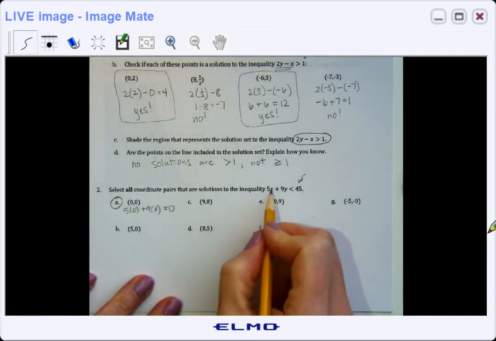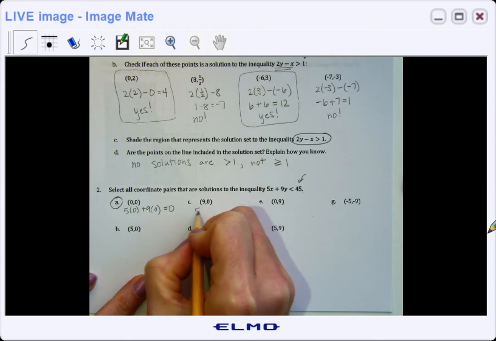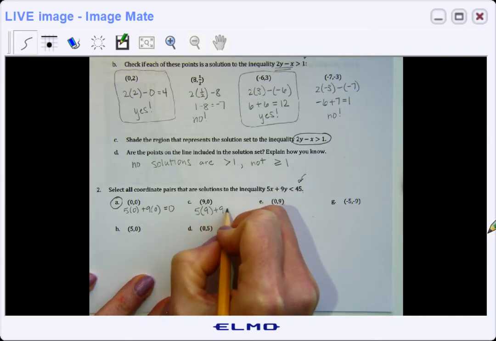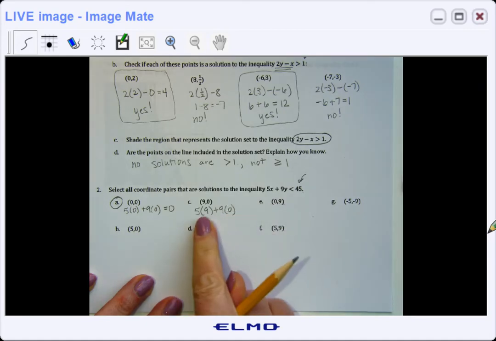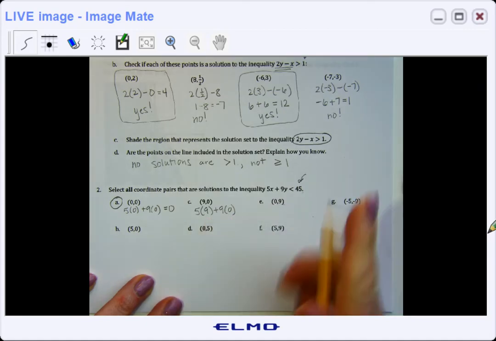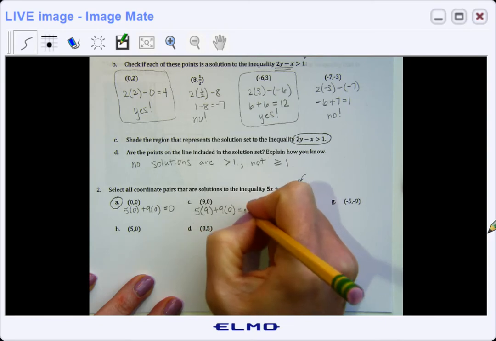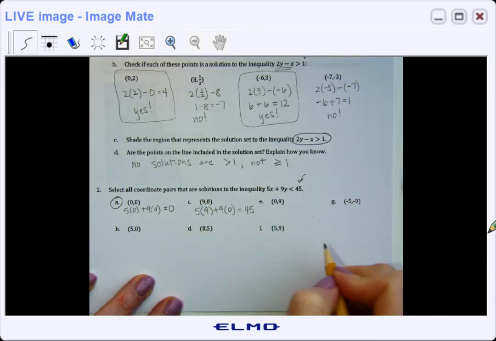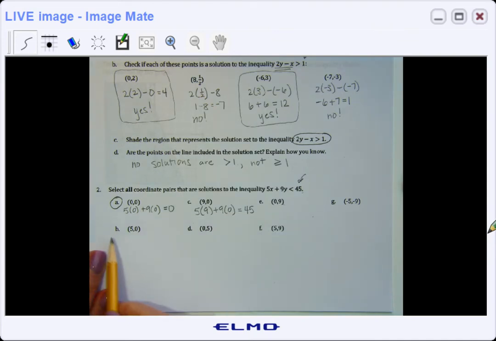The next one is going to be 5 times 9 plus 9 times 0. That's 45 plus 0, which is 45. So it needs to be less than 45, not equal to 45. So don't select C. Oh, I guess I'm going out of order. Sorry about that. I'll go down here to B.